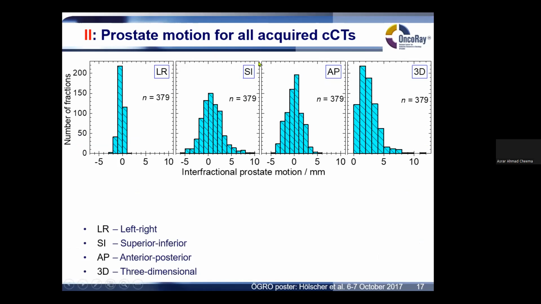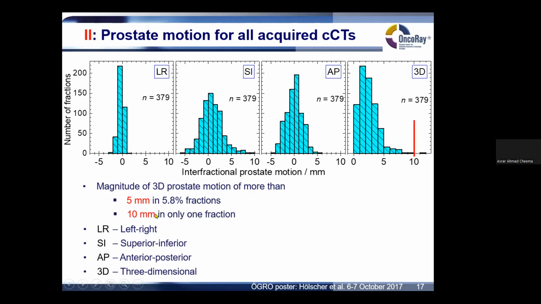So the prostate motion for all acquired control CTs was assessed along left, right, superior, inferior, anterior, posterior direction, as well as the 3D motion vector. We can see the smallest motion was observed along left, right direction, and the largest was observed along the superior, inferior direction. And 3D prostate motion more than 5 mm was observed in 5.8% of the treatment fractions, while more than 10 mm prostate motion was assessed only in single fraction of all the treated fractions.